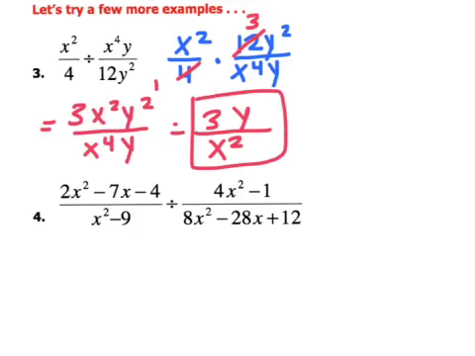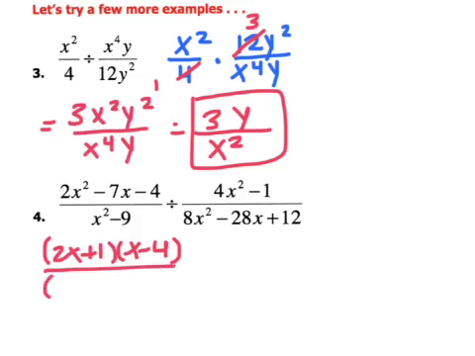For number 4, we've got a lot of factoring to do here, and you've got some tricky trinomials, so make sure you take a look back at yesterday's review on tricky trinomials. Our numerator factors into 2x plus 1, x minus 4. Our denominator is dots, so x plus 3, x minus 3. We need to change it to multiplication, and we need to flip our second fraction.